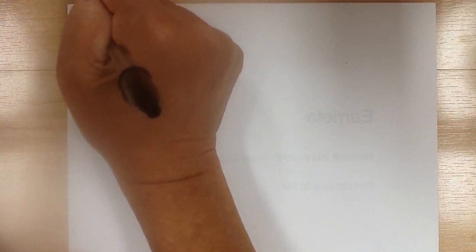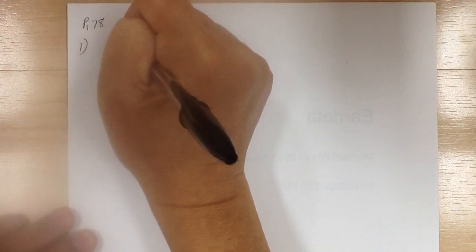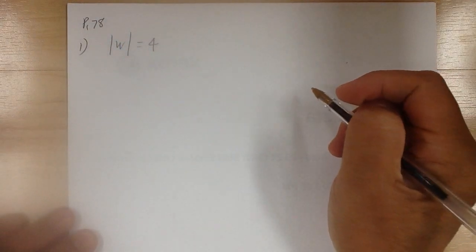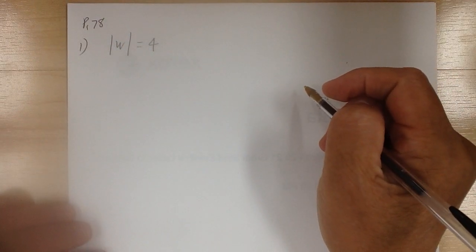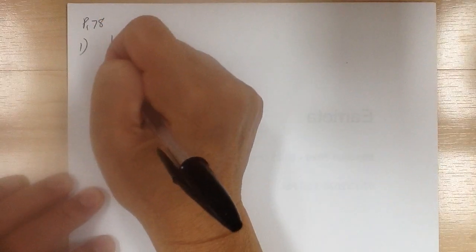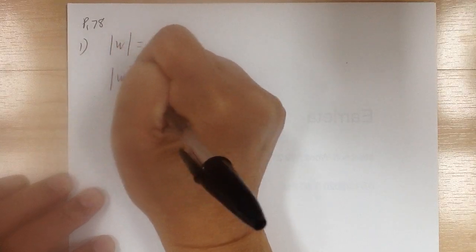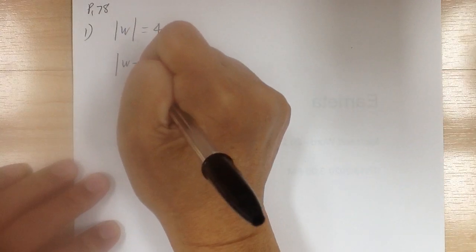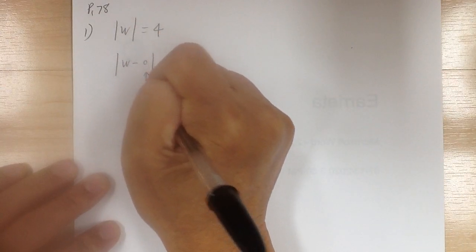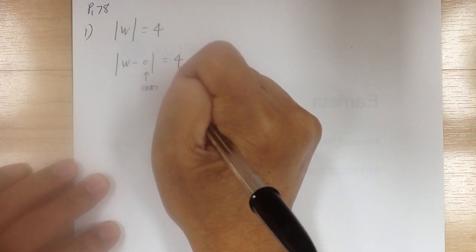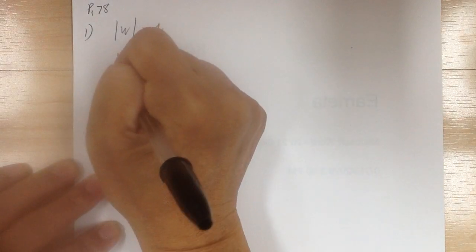Let's go to page 78 and start with number 1. So there you have absolute value of W equal to 4, and you want to solve this by the graphing method. So what you want to do is put it in a proper format. So this is the same as W minus 0 is equal to 4. So this is your starting point, and this is your distance, and this is your end point.